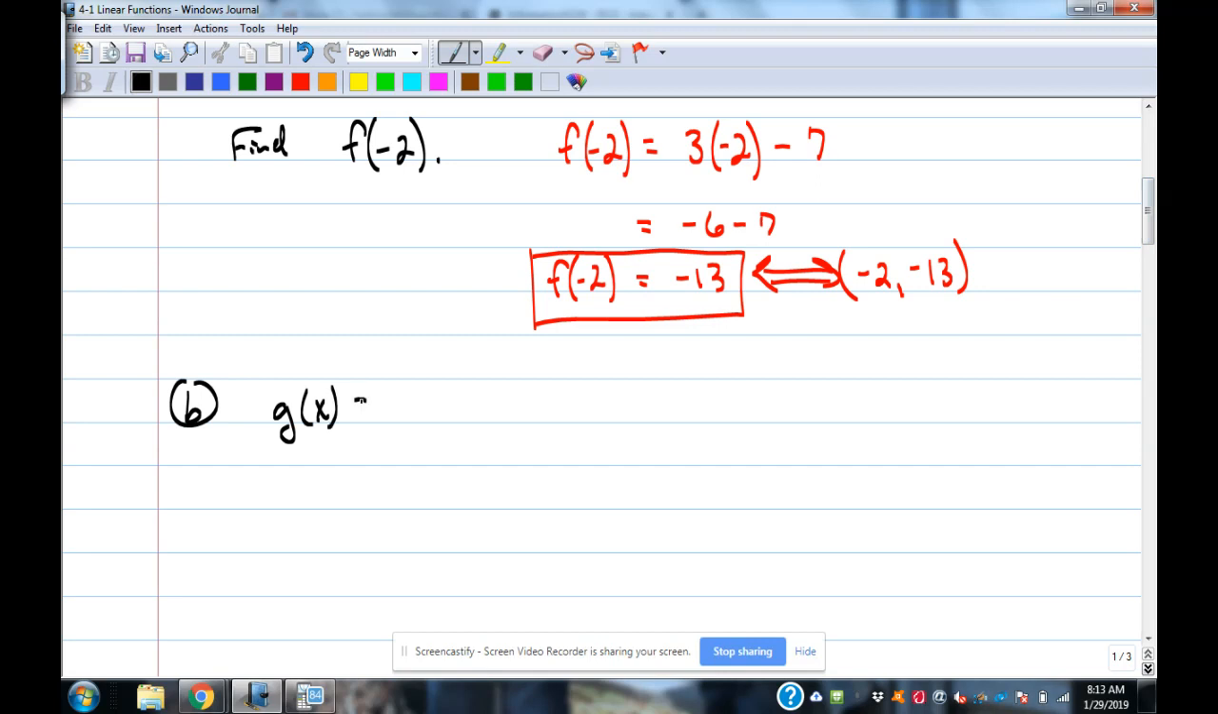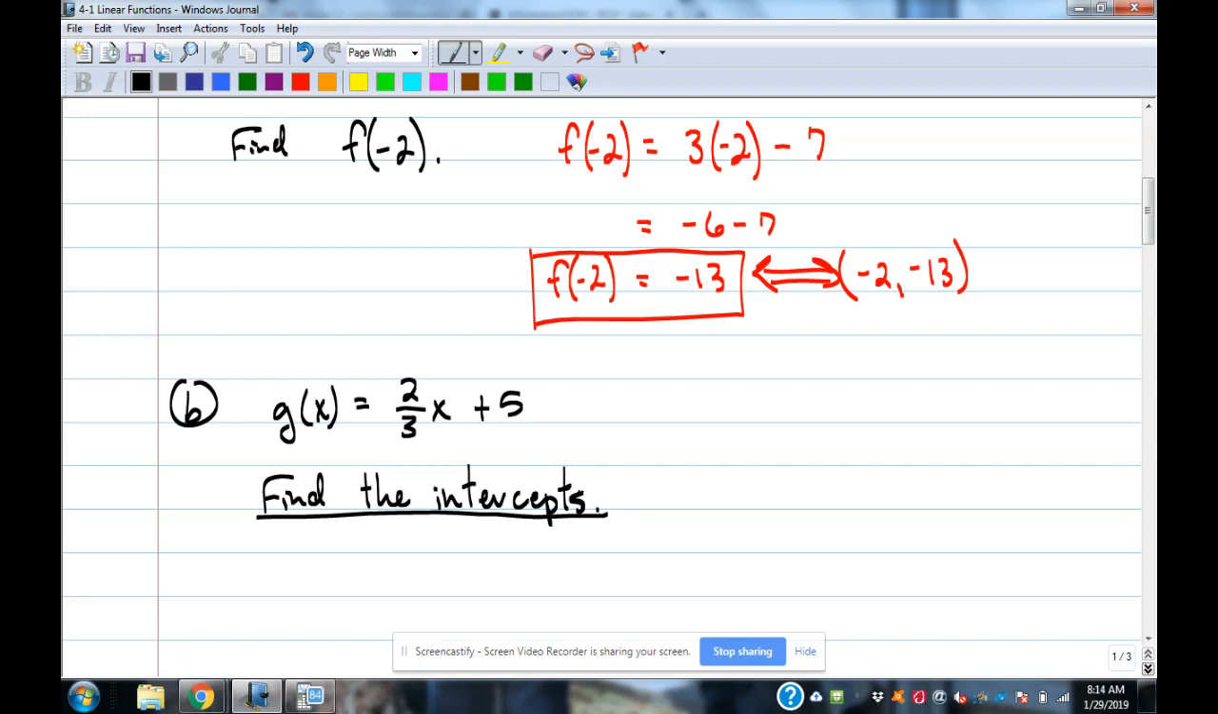Let's get another function. G of x is 2/3 x plus 5, and the instructions are to find the intercepts. What kind of intercepts can we have? We could have y-intercepts and x-intercepts. You have to find both. Because it's a linear function, the y-intercept's super easy to find. What's the y-intercept? 0, 5. Because it's linear, we automatically know that.